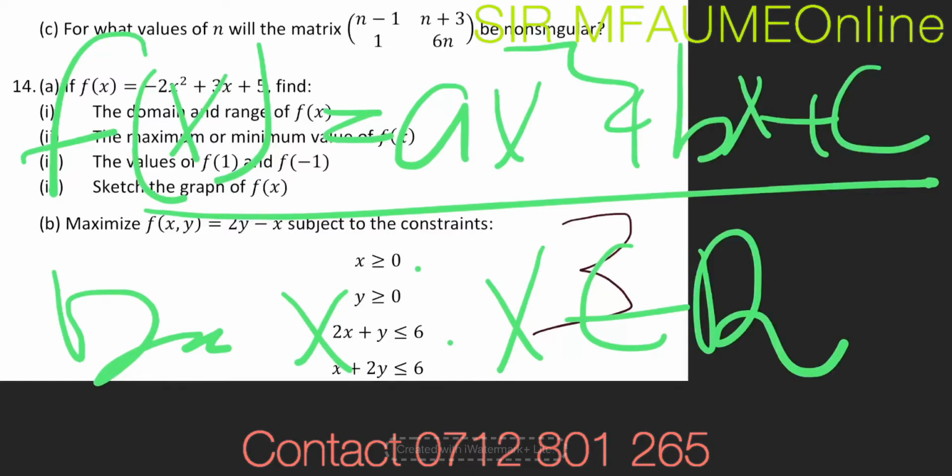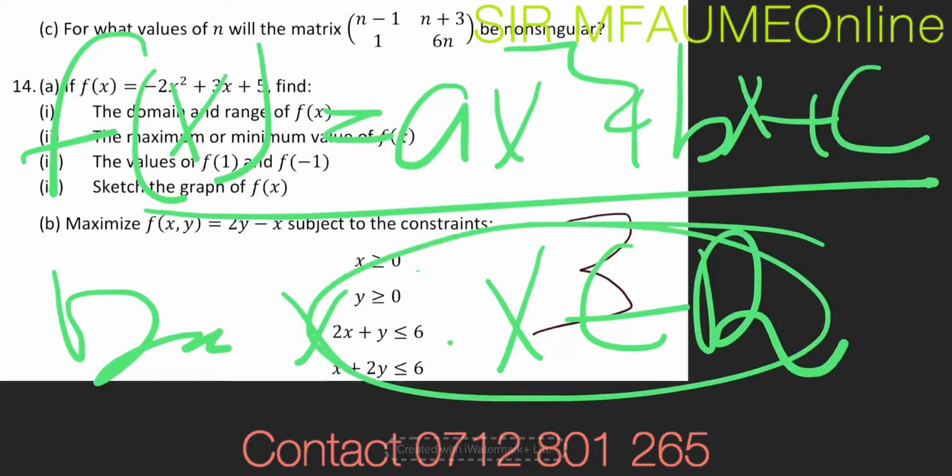If you don't have any given value of x, the domain must be all real numbers. But in case you are given the value of x, then the domain will be that value of x. So the domain for a quadratic equation is all real numbers if you don't have a given value of x, and otherwise it is the given value of x.